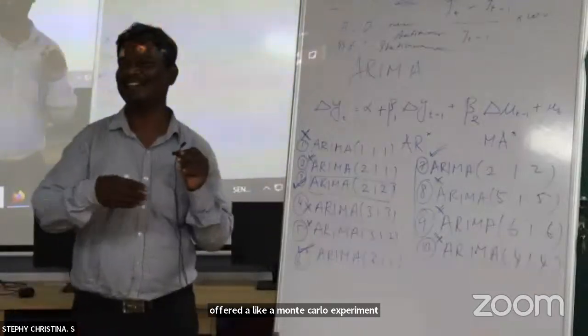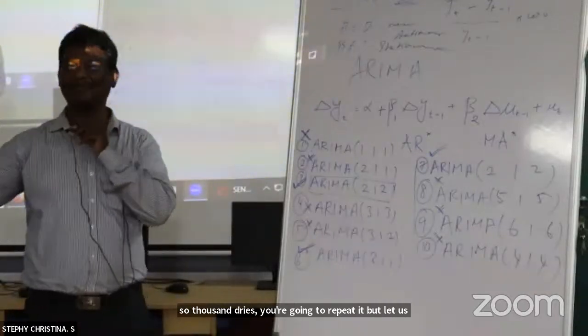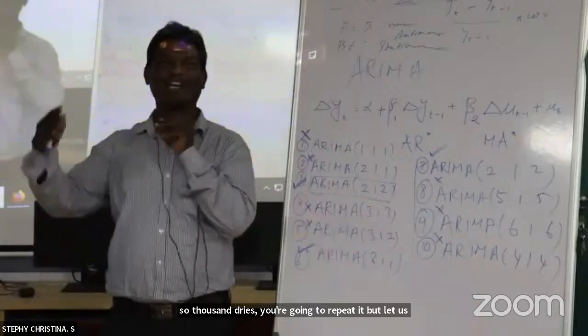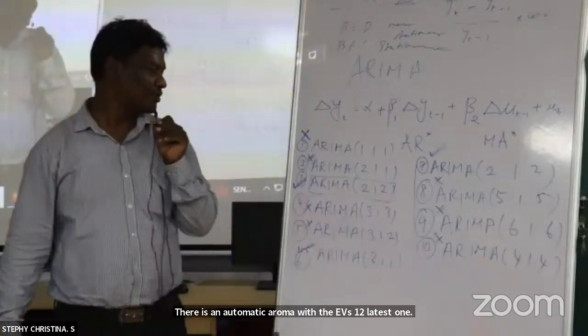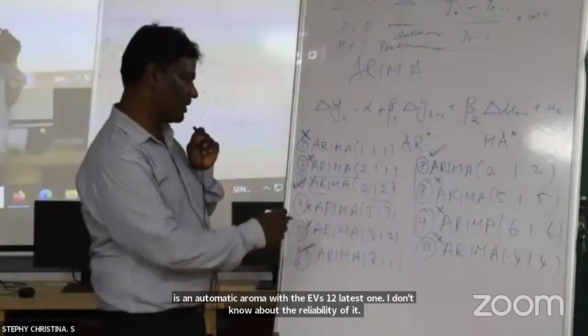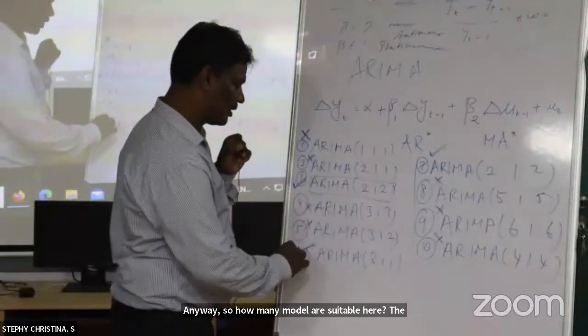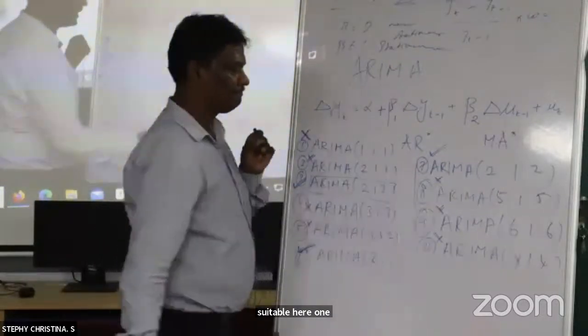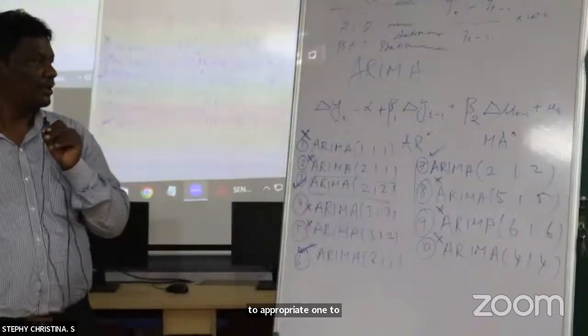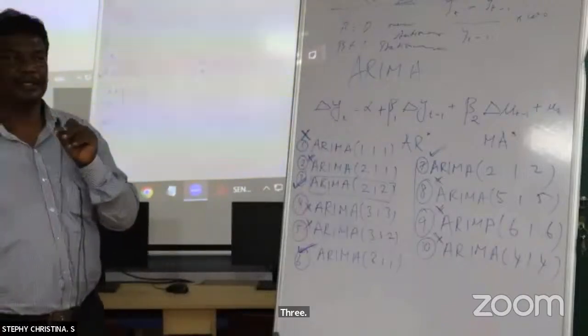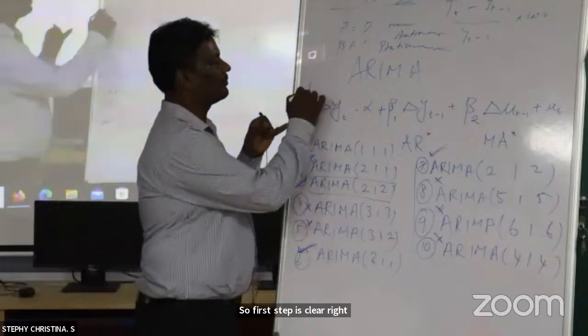But the latest, there is an automatic ARIMA with EViews 12, the latest one. I don't know about the reliability of it. Anyway, how many models are suitable here? The appropriate ones are 1, 2, 3. So the first step is clear, right? This is step number 1. First step is clear.